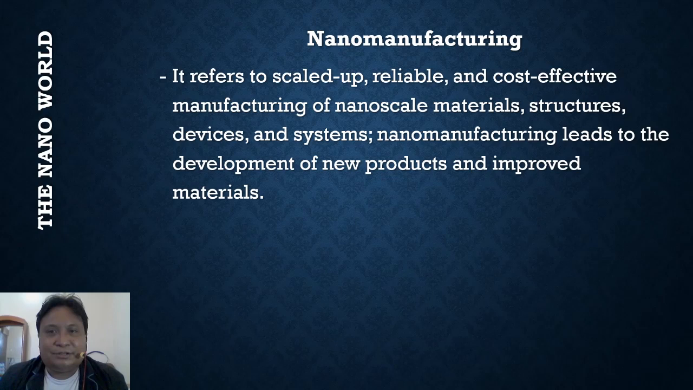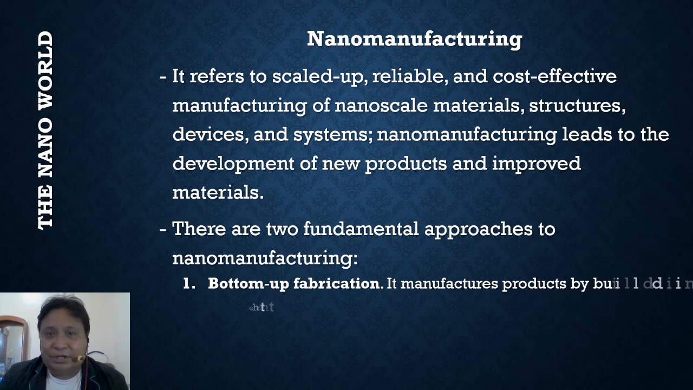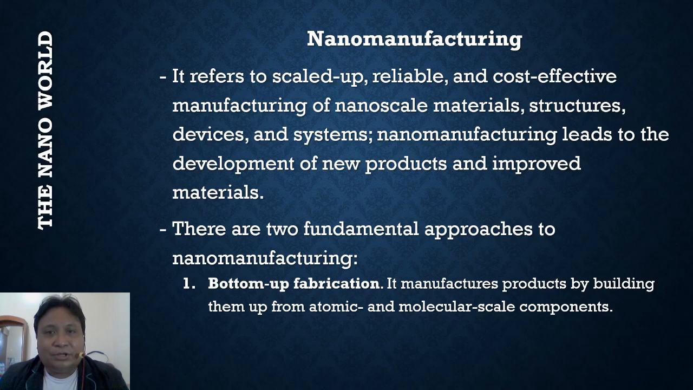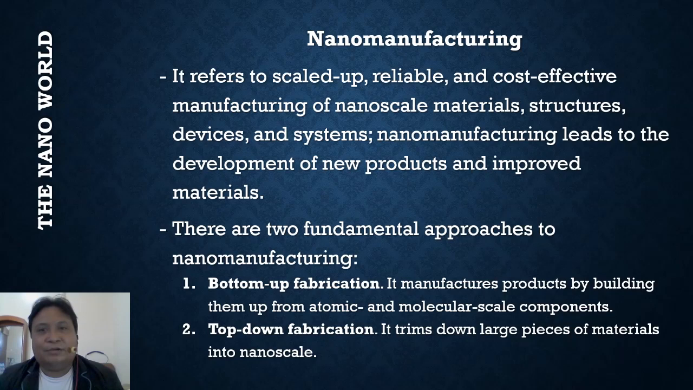So there are two fundamental approaches to nanomanufacturing. The first one is bottom-up fabrication. It manufactures products by building them up from atomic and molecular scale components. The other one is top-down fabrication, which trims down large pieces of material into nanoscale.